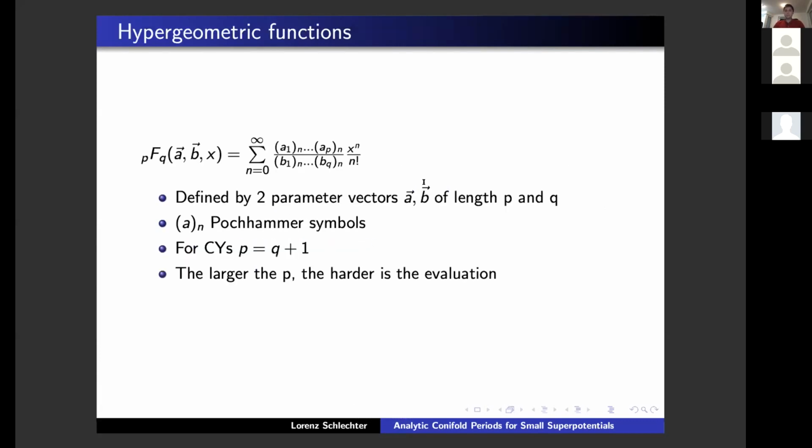So what are these hypergeometric functions I'm talking about all the time? They are defined by two parameter vectors, a and b, of length p and q. They are then defined by an infinite sum of Pochhammer symbols, where the a vector goes in the numerator and the b vector goes in the denominator, and one has an exponential sum, so x to the n over n factorial. For Calabi-Yau hypersurfaces, actually only one class of hypergeometric functions matters, and this is where p is exactly 1 larger than q. This is due to the Calabi-Yau condition. And this is rather obvious, but the more parameters we have, the more complicated this sum becomes, and the harder the evaluation will be in the end.